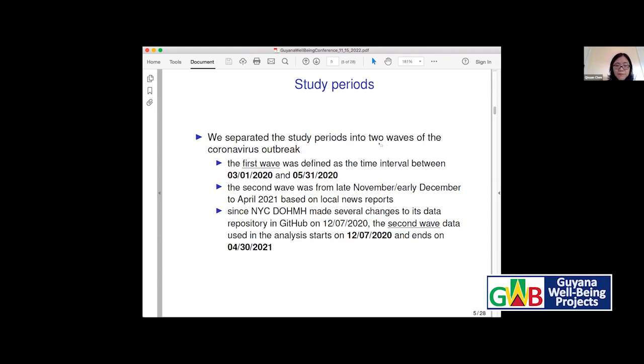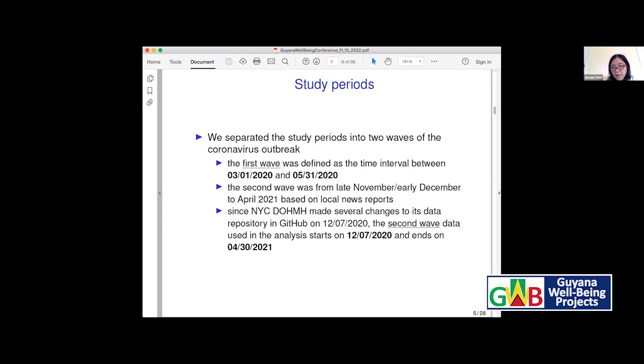We define these 2 waves. The first wave is March 1st to May 31st, 2020. The second wave is not that well defined. Based on local news reports, it started around Thanksgiving, so late November and early December, to April 2021. But because the New York City Department of Health made some big modifications to their database on December 7, 2020, we decided to use the data starting from December 7, 2020 and end the second wave at April 30, 2021.